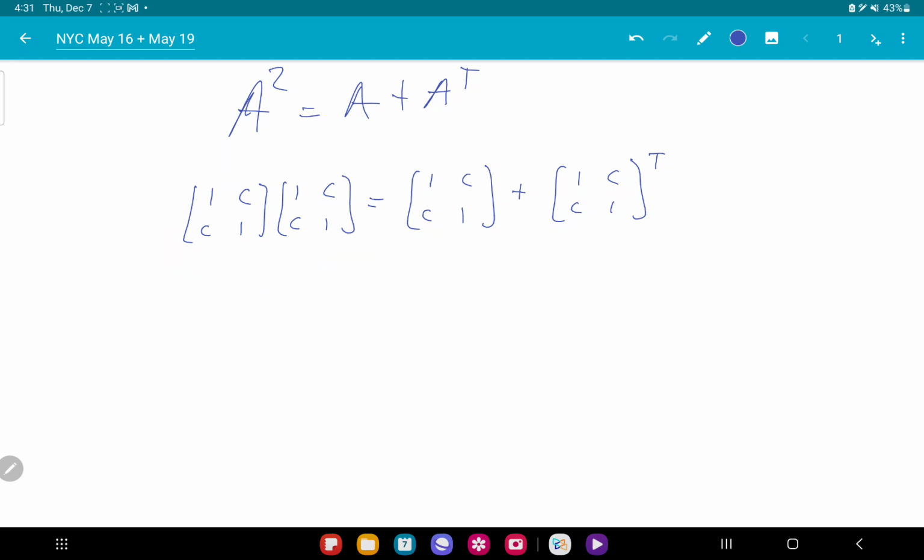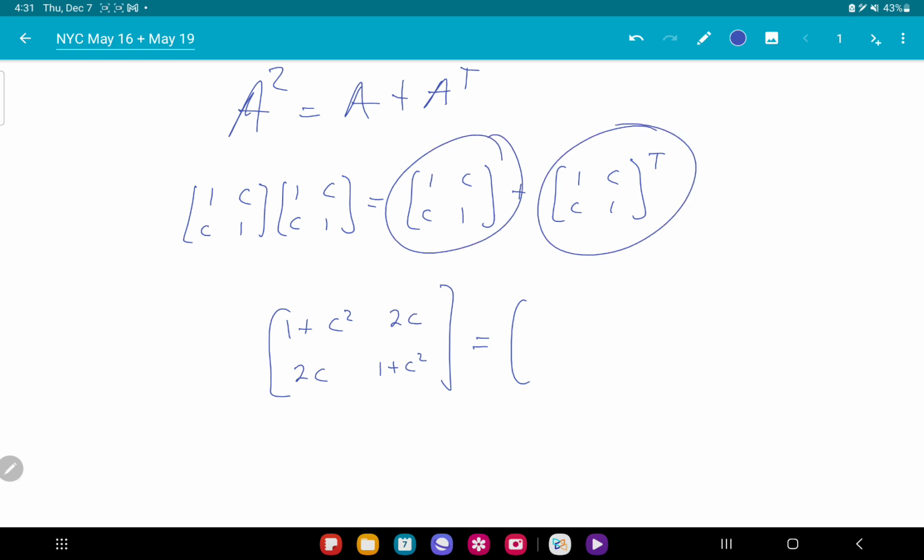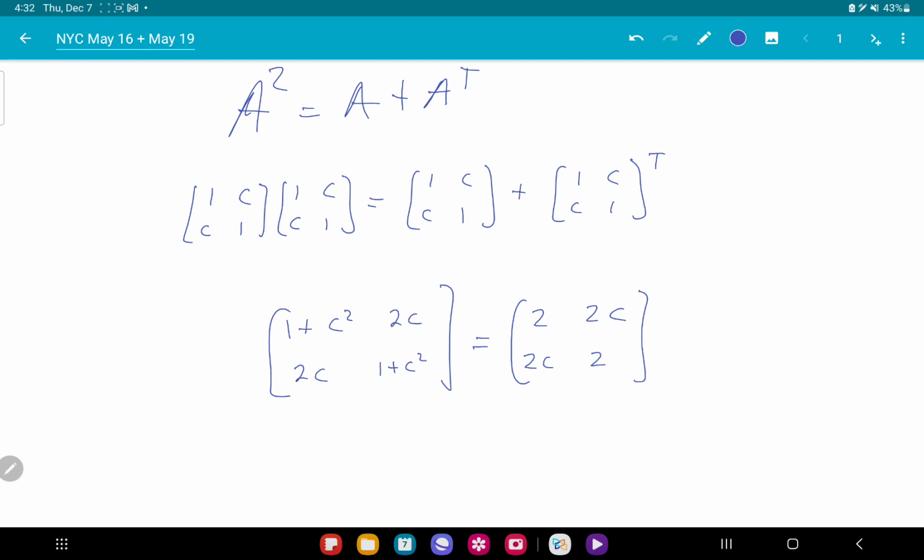So doing the multiplication, what do I get? 1 plus c squared, 2c, 2c, and then 1 plus c squared again. And on the other side, this and this are the same matrix, because you can see the transpose does not affect this guy. So I get 2, 2c, 2c, 2.